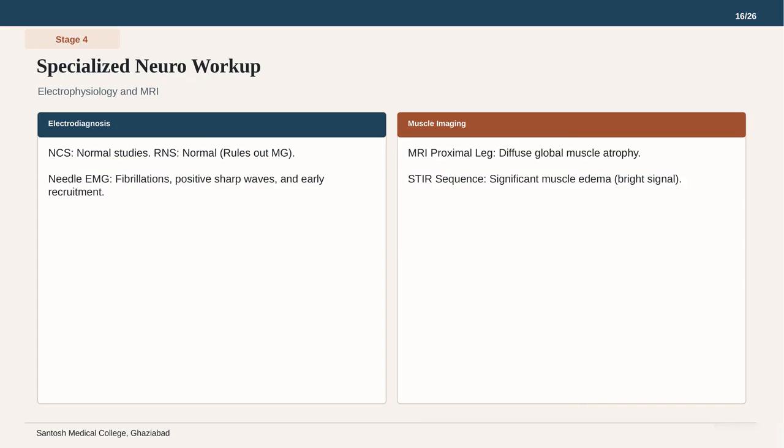Moving to the right, muscle imaging provides further evidence. An MRI of the proximal leg shows diffuse global muscle atrophy. More importantly, the STIR sequence shows significant muscle edema, visible as a bright signal on the screen. This edema confirms that there is an active, ongoing inflammatory or necrotizing process within the muscle tissue. We now have objective evidence of muscle damage that correlates with her clinical weakness despite the normal enzyme levels. This leads us to our next set of diagnostic questions.